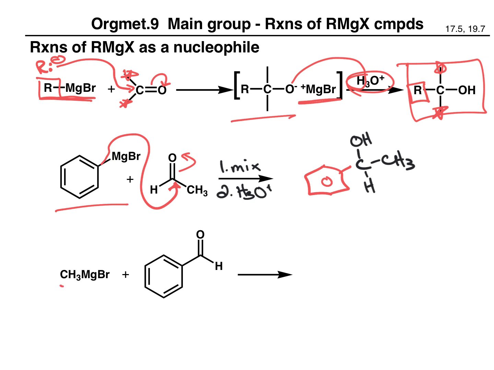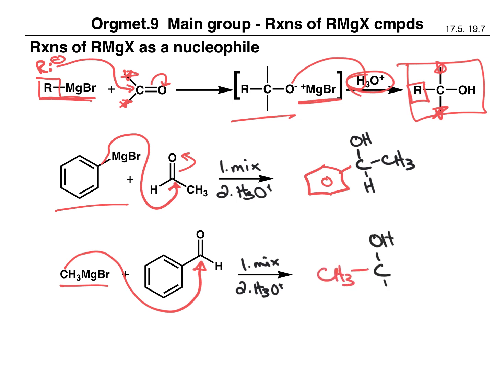Another example, we could have the methyl Grignard and react that with benzaldehyde, and in this case, here's our Grignard sharing its electrons here. Once again, think about mixing them together and then an aqueous acid workup. And what that gives us is this product. So notice this is the same as this, except that in the first example, the benzene is what came from the Grignard, whereas in the second example, it's the methyl group that came from the Grignard.